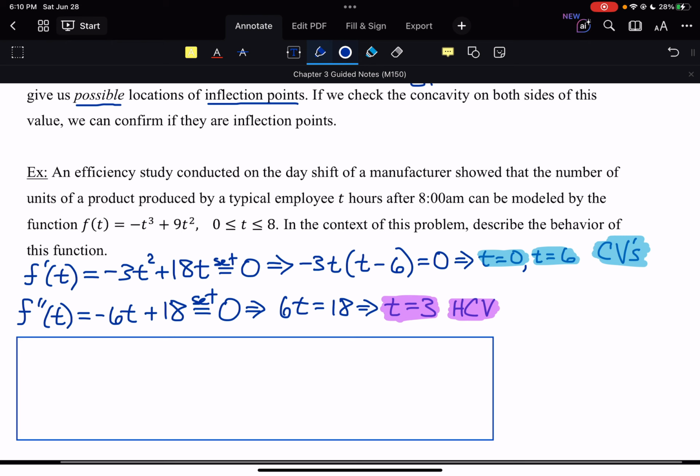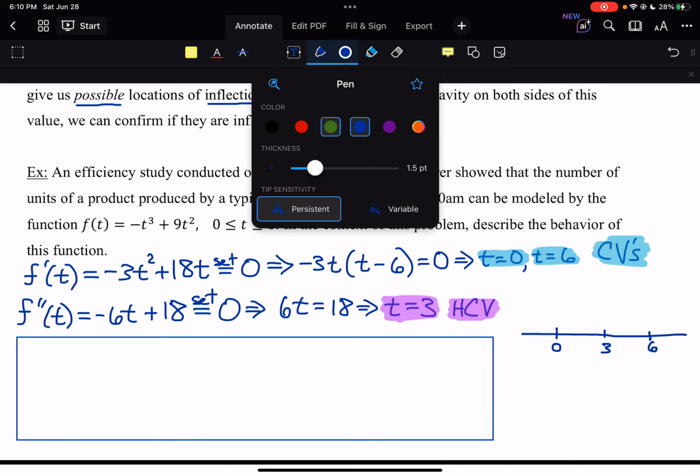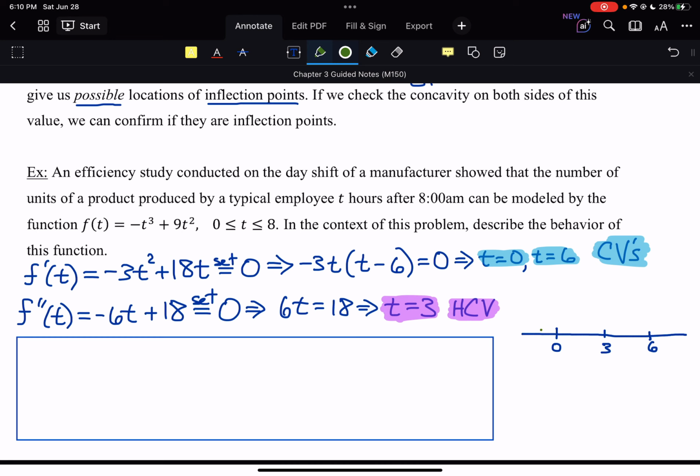So let's go ahead and set up a number line, and we're going to put all these values on it. 0, 3, and 6. So let's see here. Try to color code this. 0 is the beginning of the day, so we don't need to put anything over here. I'm just going to label this one. F prime will be on top, and then I'll do F double prime down below here.